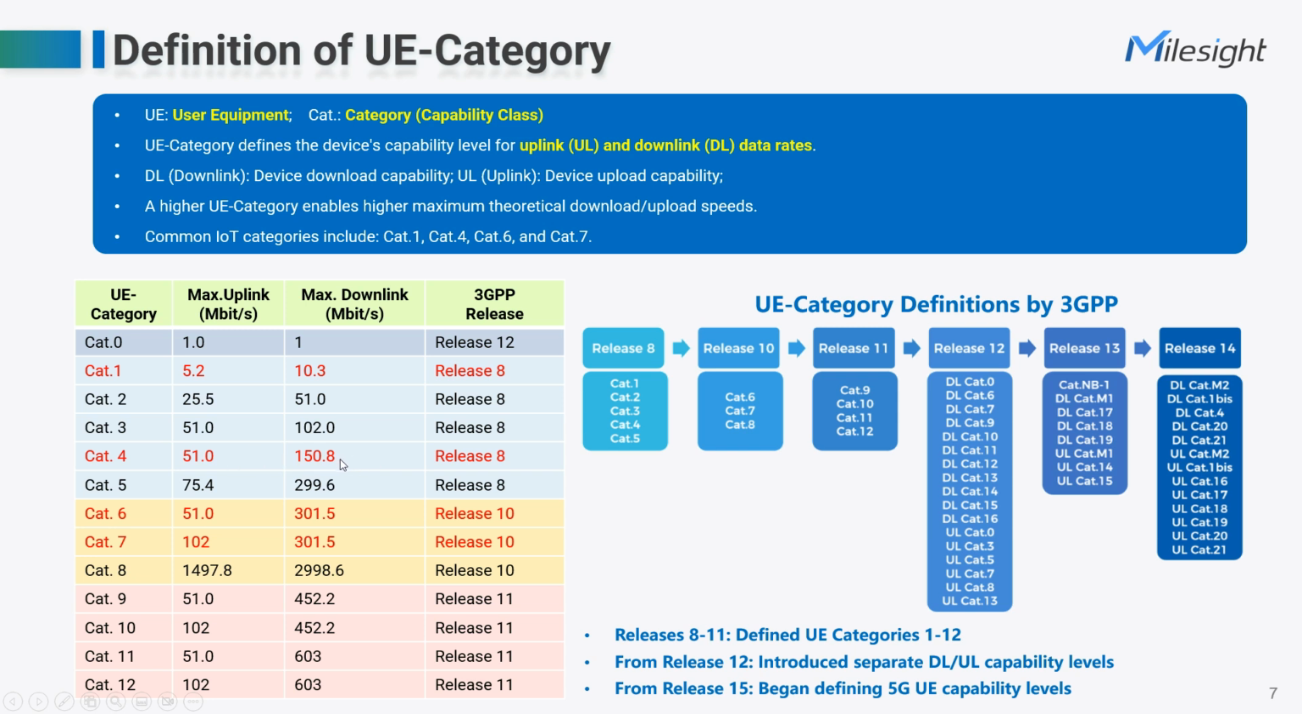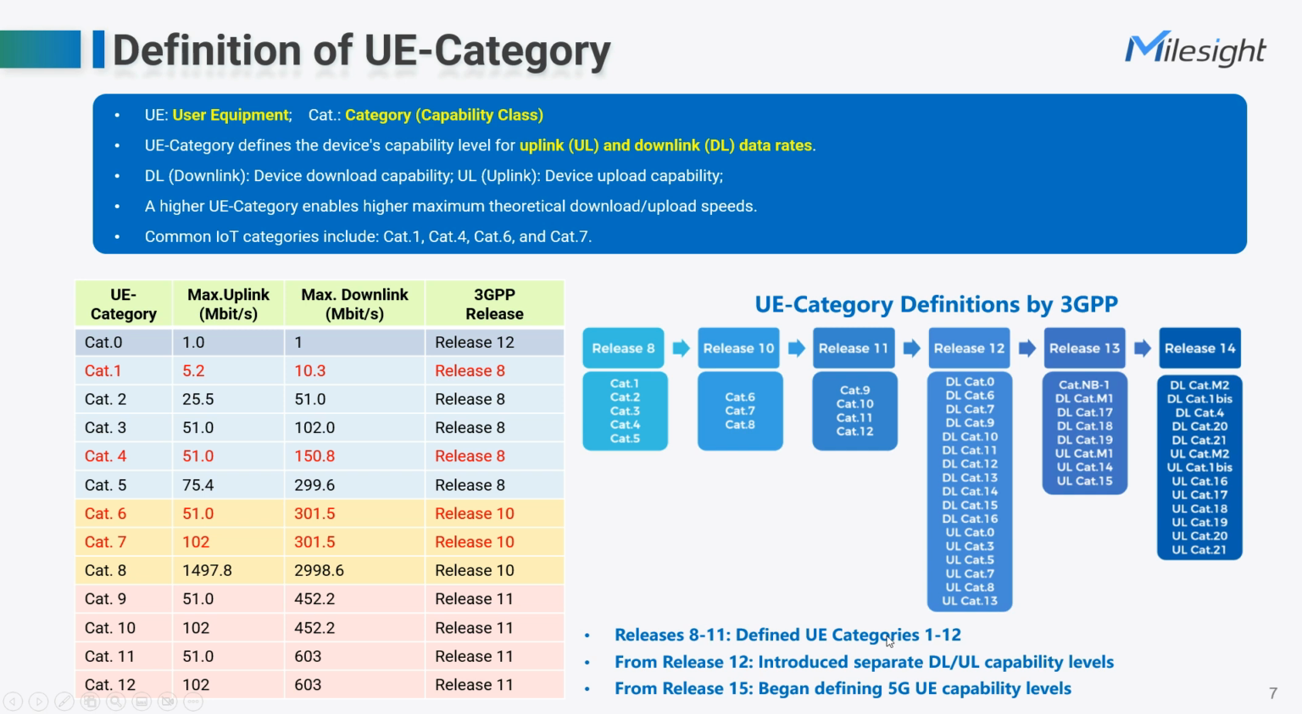It wasn't very flexible. But in the real world, you often need one speed more than the other. Like you might need high download speed for watching videos, but you don't need a super fast upload. Bundling them together wasn't efficient. So starting with Release 12, 3GPP got smarter. They started defining downlink and uplink capabilities separately, giving everyone much more flexibility. Then by Release 15, they began defining the categories for 5G.